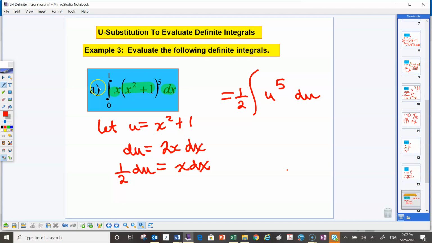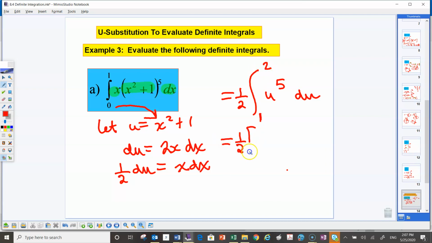What we can do is change the limits to fit for variable u, because the limits on the original question were for variable x. And all we're going to do is plug those in there. So if I put a 0 in for x, 0 squared plus 1, this new limit is going to be 1. If I put a 1 in there, 1 squared plus 1 is going to be 2. So now the limits 1, 2 are for variable u.